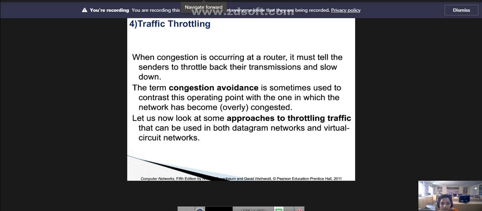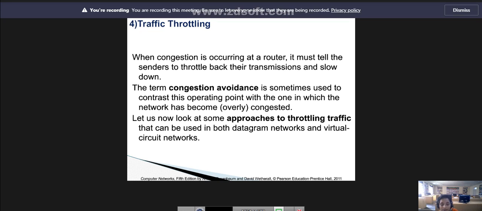Okay, next, the fourth one is traffic throttling. When congestion is imminent, the network must tell the senders to throttle back their transmissions and slow down. This feedback is business as usual rather than an exceptional situation. The term congestion avoidance is sometimes used to contrast this operating point with the one in which the network has become congested. Let us now look at some approaches to throttling traffic that can be used in both datagram networks and virtual circuit networks.